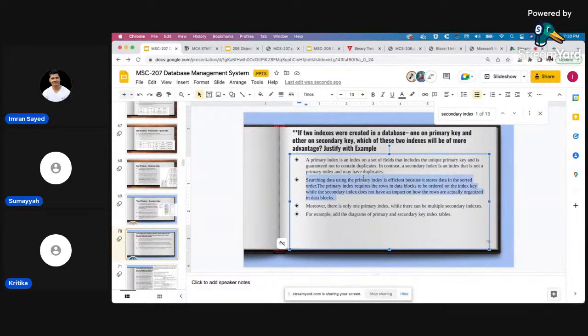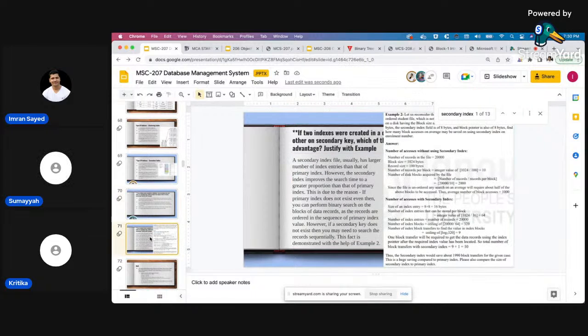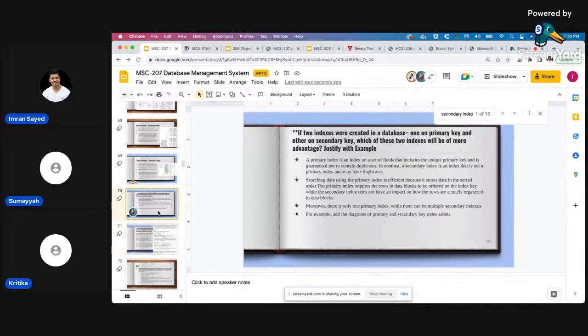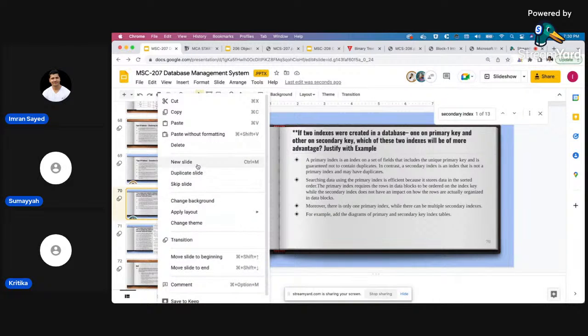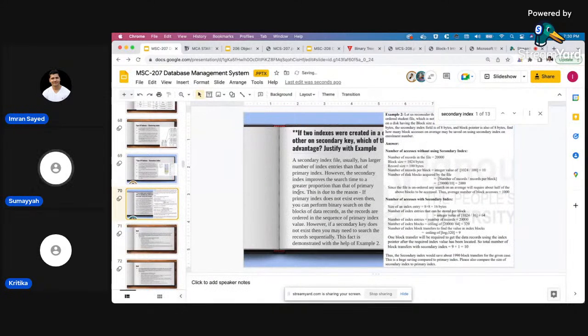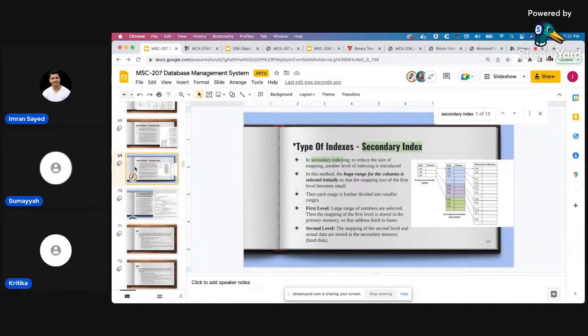This is the answer you're talking about? Yeah, the next slide I put another answer. So this is from the textbook. Good. So I'll probably delete this one. And also, the definition of a secondary key is different in the textbook. Okay. You're talking about secondary index. Yeah, secondary index.